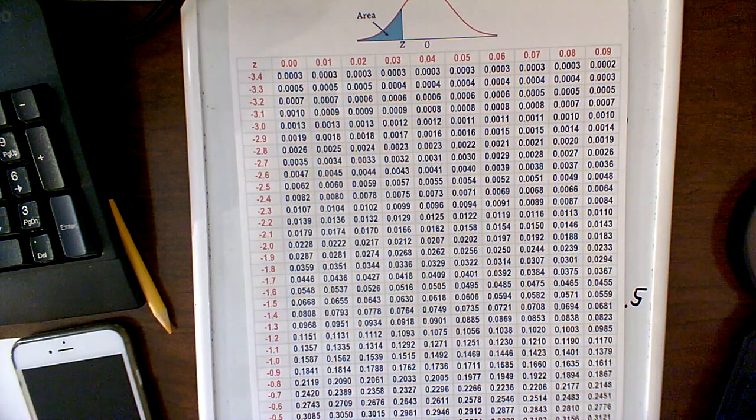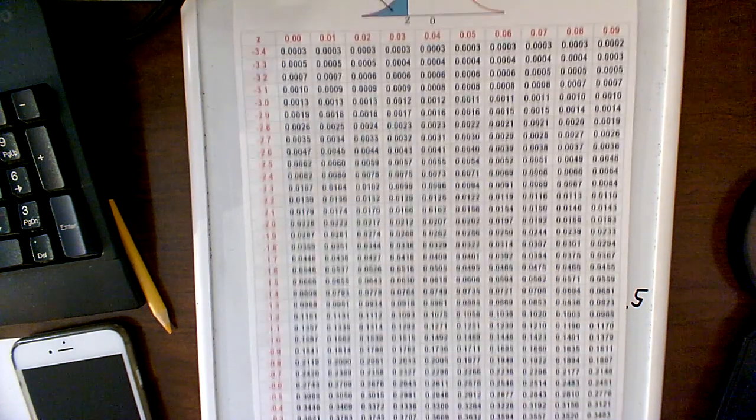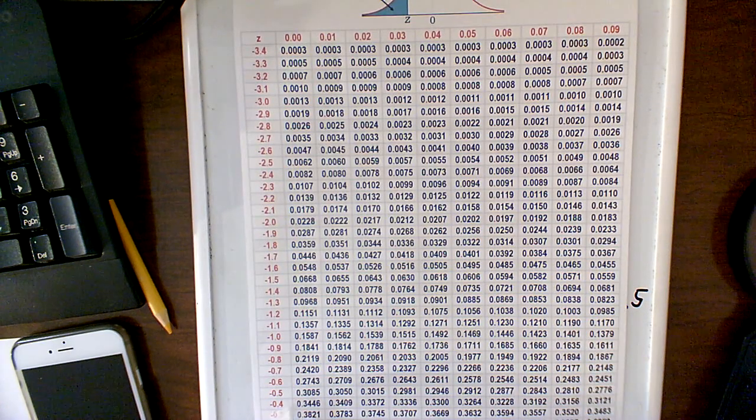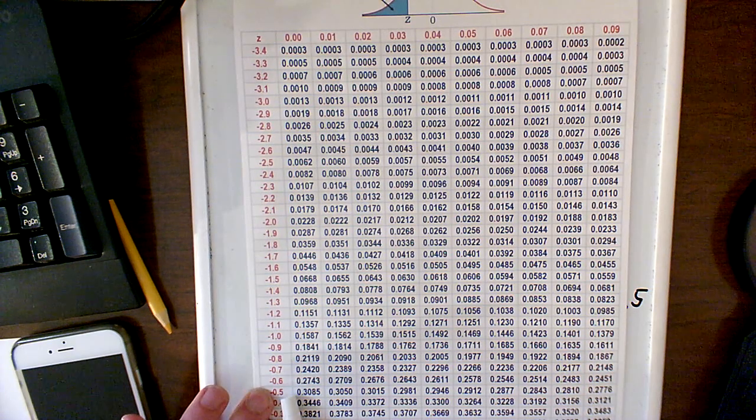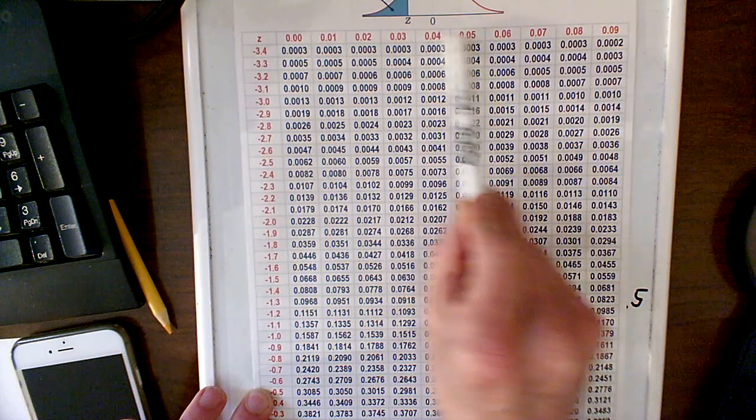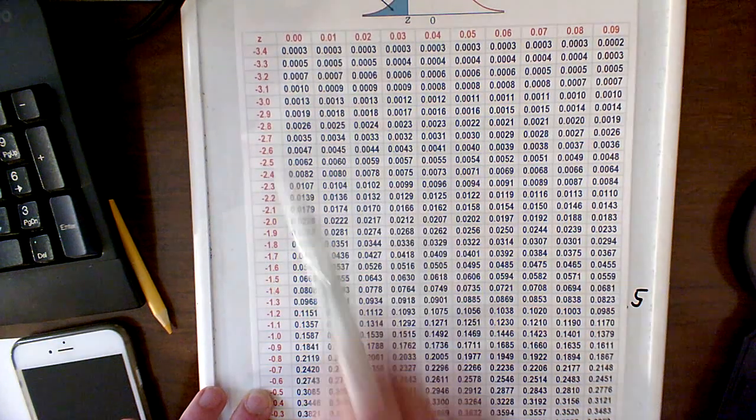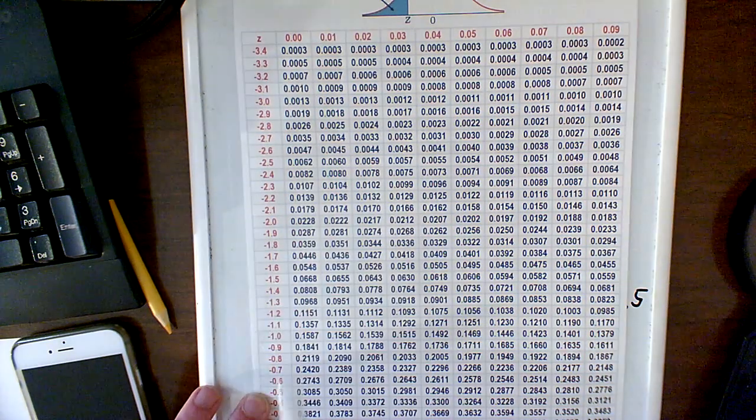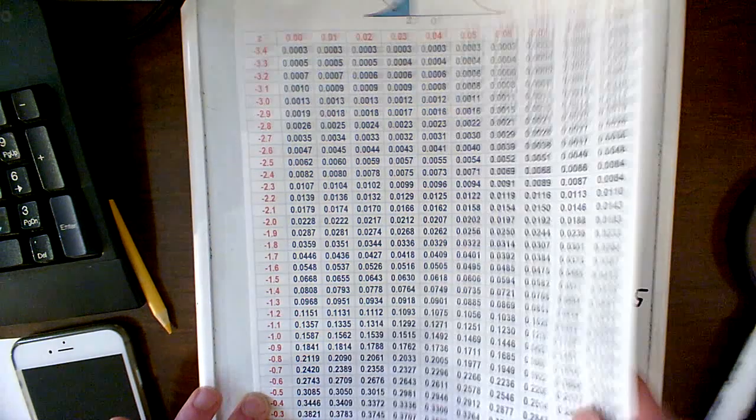So remember we said it was negative 0.5. So if I come down here, look at negative 0.5. And sometimes you'll end up with an extra decimal place like 0.51 or 0.52, and that's where you go across and take that second decimal place. In this case we're just 0.5, so that's 0.3085.